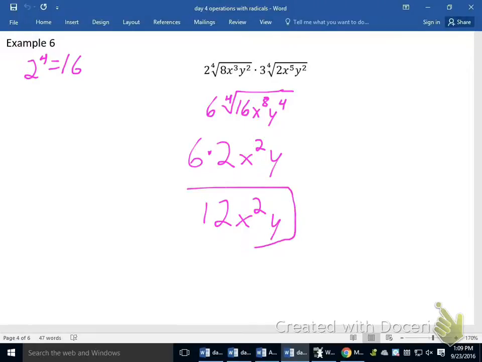Now, if it doesn't completely simplify out like this, don't think that you're doing the problem wrong. Just realize that sometimes your answer is irrational. It's going to have a root. So you're not doing anything wrong if the root doesn't completely go away. It's just as possible for it to.